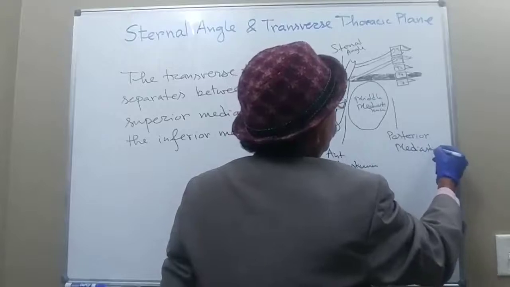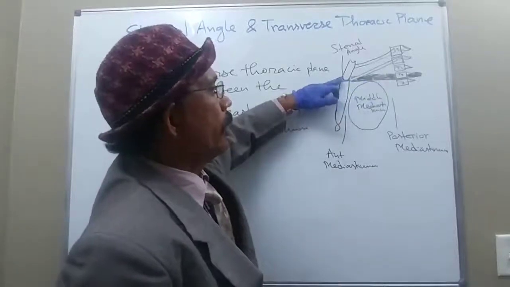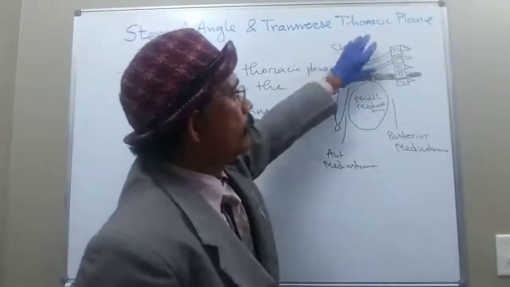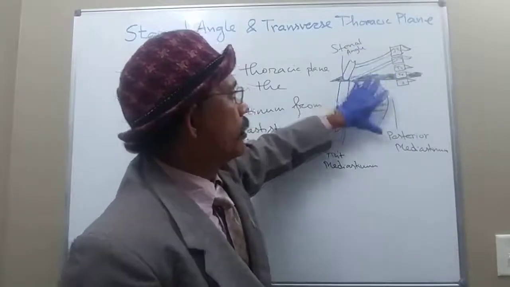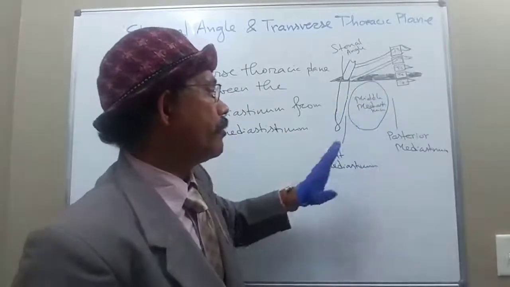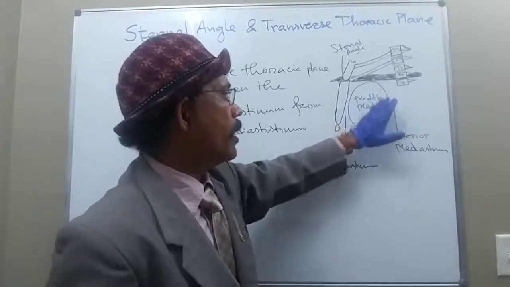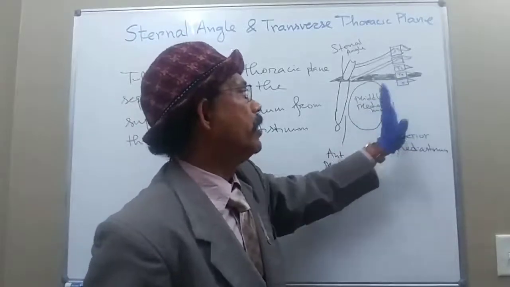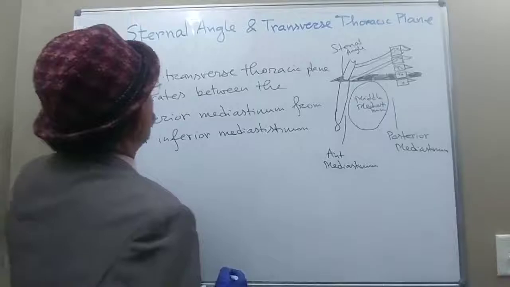So this is possible by an imaginary plane that goes from the sternal angle to the intervertebral disc between T4 and T5, which demarcates the division of the mediastinum. Structures above this plane are in the superior mediastinum, and structures below are in the inferior mediastinum. The inferior mediastinum has three components: anterior mediastinum, anterior to the pericardium; middle mediastinum, inside the pericardial cavity, including the pericardium; and posterior mediastinum, behind the pericardium in front of the thoracic vertebrae. So this is the importance of the transverse thoracic plane.